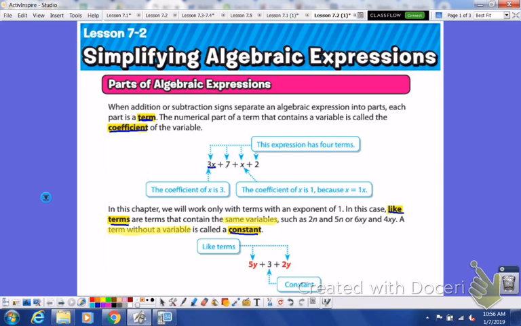Each of these is a term, so 3x, 7, x, and 2. They are all terms, so there are 4 terms. The coefficient of x in this first example is 3. The coefficient here would be 1, because there's no number there. Anytime there isn't a number there, it's a 1. And then your 7 and your 2 would be constants. Down here, the 3 would be an example of a constant, because there is no variable. And then like terms: 5y and 2y both have a y, so they would be like terms, just like up here, 3x and x both only have an x, so they would also be like terms.